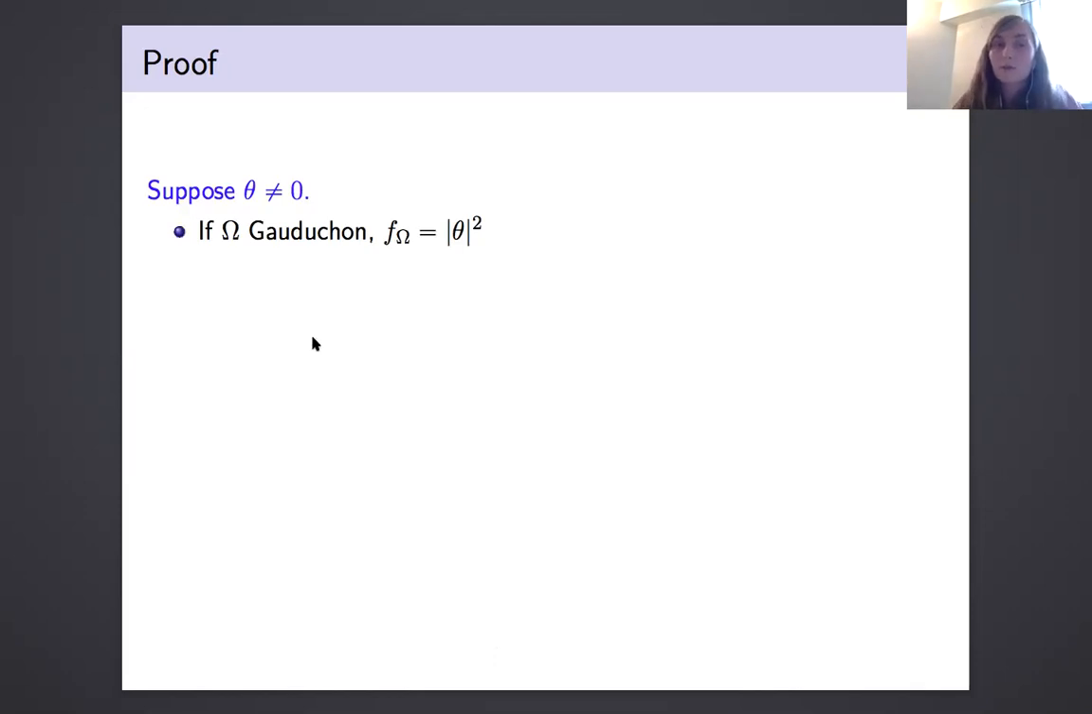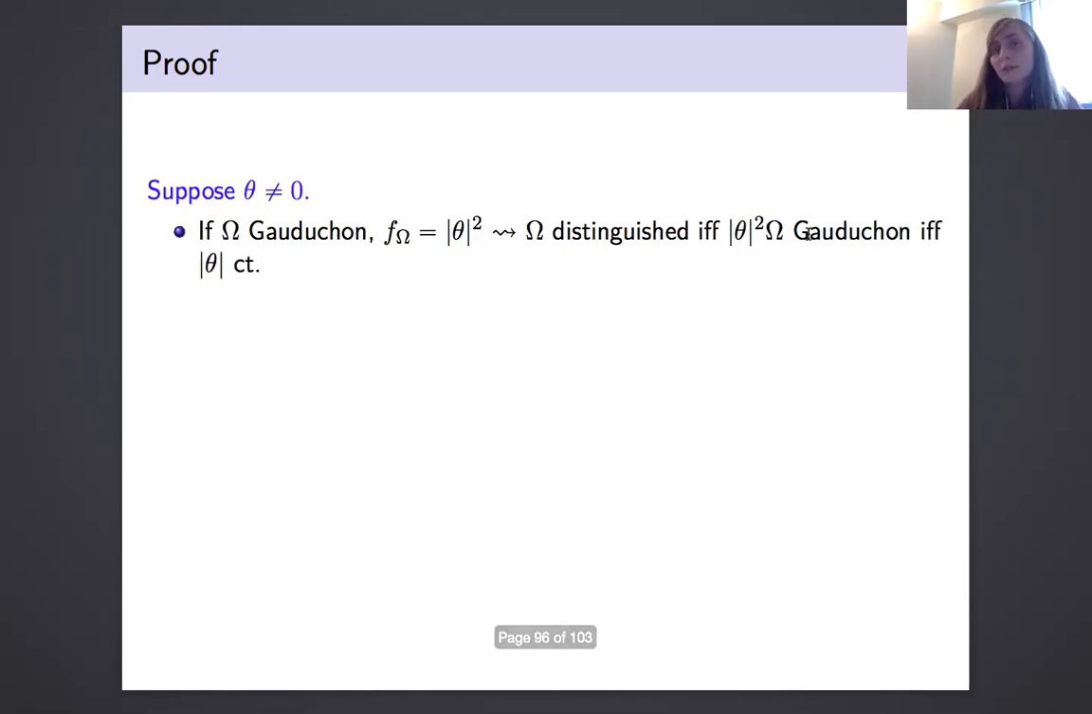And first, we see that if we suppose omega is Gauduchon, then this trace F is given by the norm of the Lie form. And so we see that omega is distinguished precisely when, we already saw this, precisely when this form is Gauduchon. But because of uniqueness of Gauduchon metrics in their conformal classes up to constants, this is equivalent to the fact that the norm of the Lie form is constant.